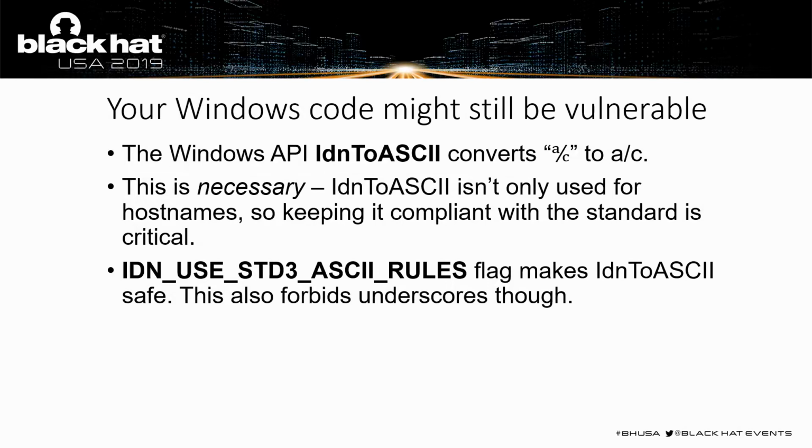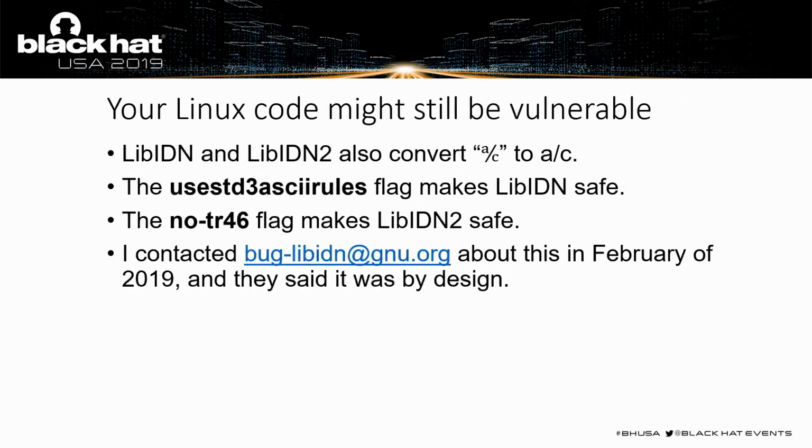You'll have the same issue if you're writing native code in Linux. So in Linux, there's the GNU libidn and libidn2 libraries, which are used to convert host names between Unicode and ASCII. And in both cases, they will also convert account of to A/C, and all of the other HostSplit stuff works as well. For libidn, you can fix it by using the UseSTD3ASCIIRules flag. For libidn2, you can use no TR46. Again, no underscores if you use those flags.